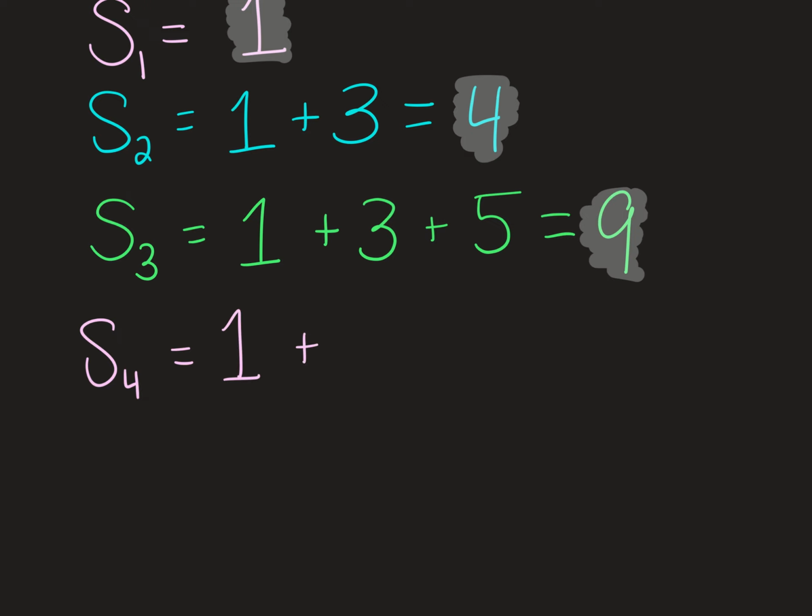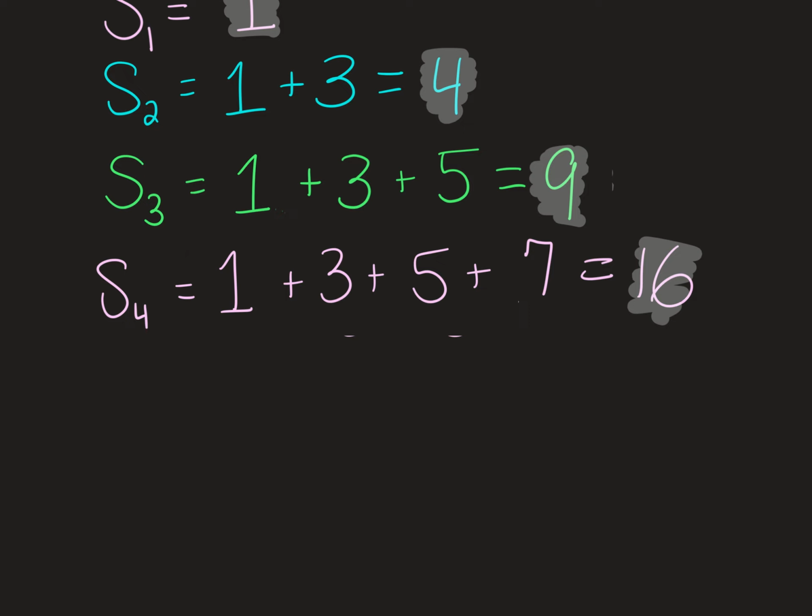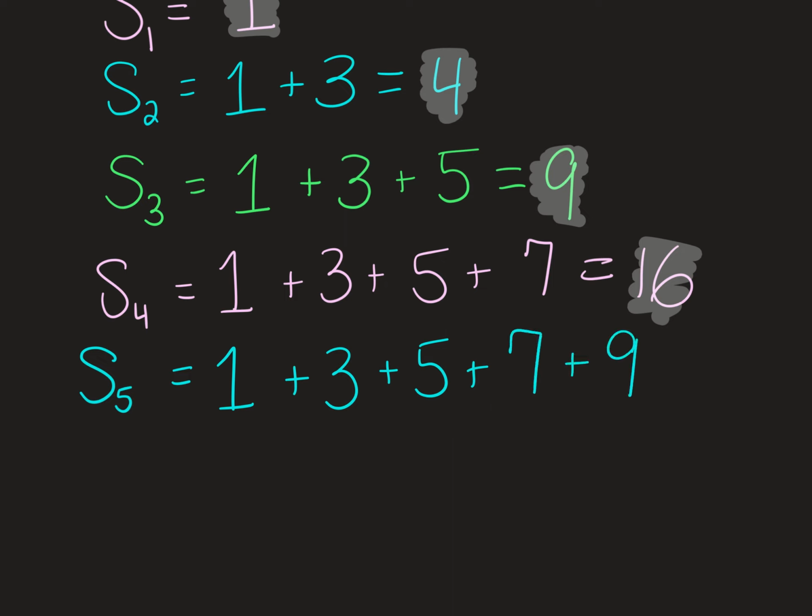So 1 plus 3 plus 5 plus 7. So that's 8 plus 8 is 16. So that's my sum. All right, let's do one more. So S sub 5, add the first 5 odd integers together. So that would be 1 plus 3 plus 5 plus 7 plus 9. So 10 plus 10 plus 5 would be 25.